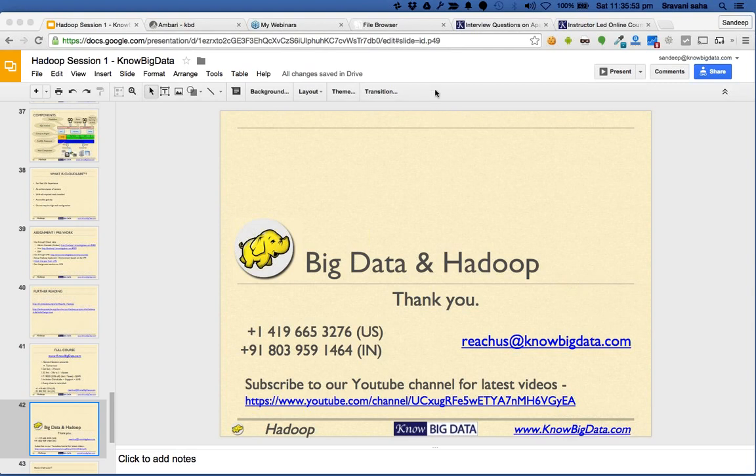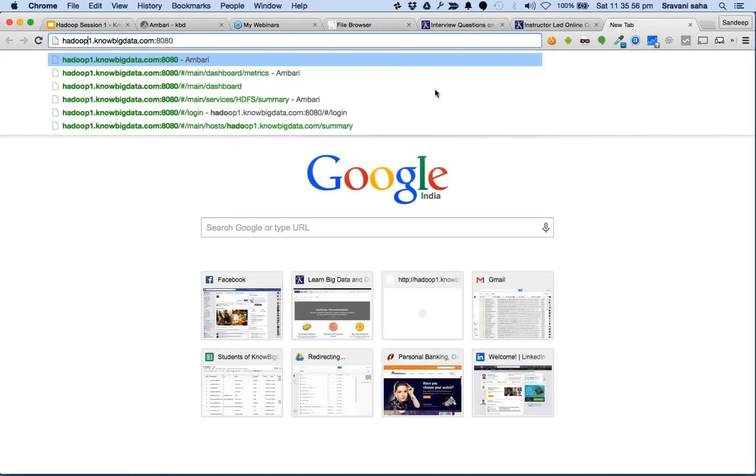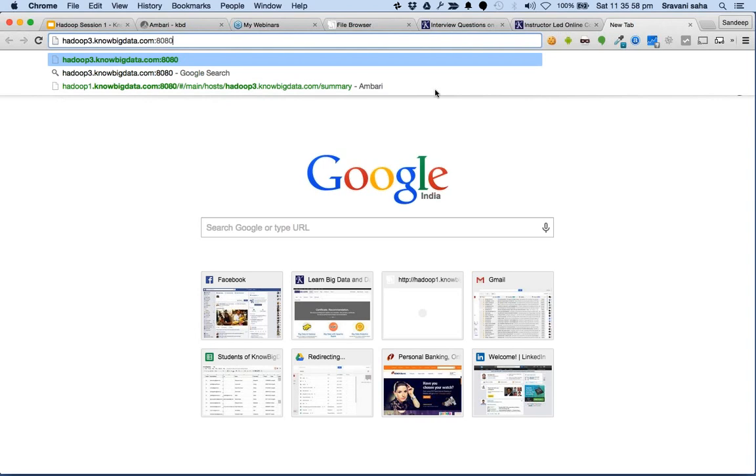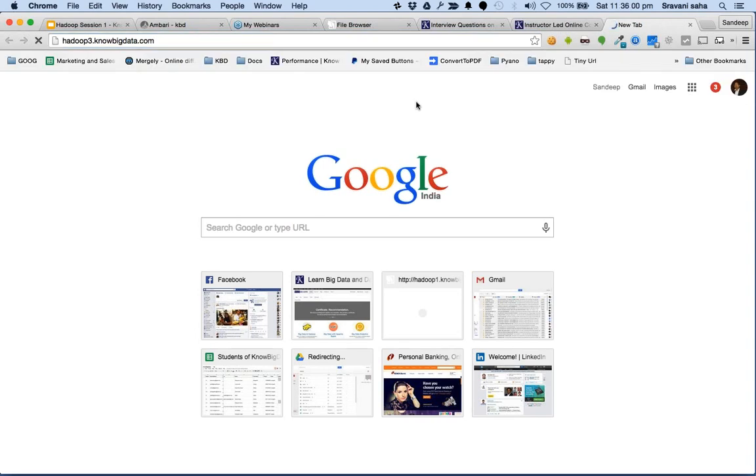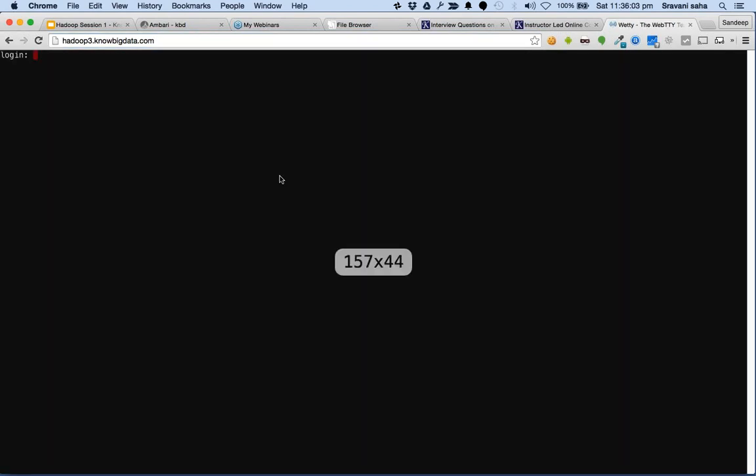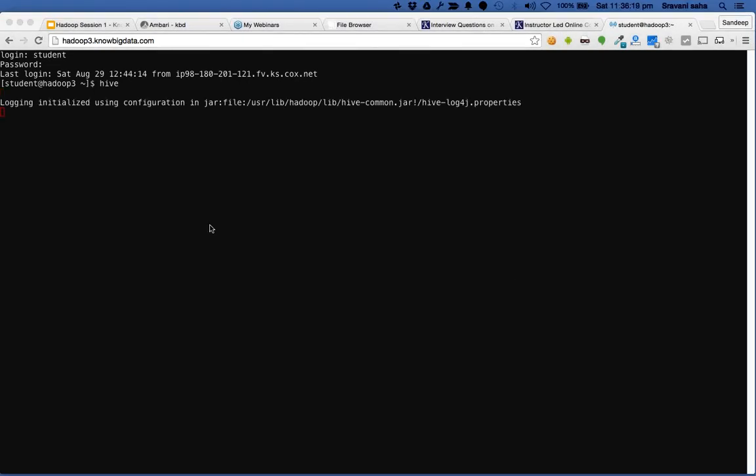Not even as of today, we have also completely removed the need to install PuTTY, and we have our own terminal here. You can see we can just log in from the browser. Okay, so we can just launch Hive from here or Pig from here. All right, makes sense to you?